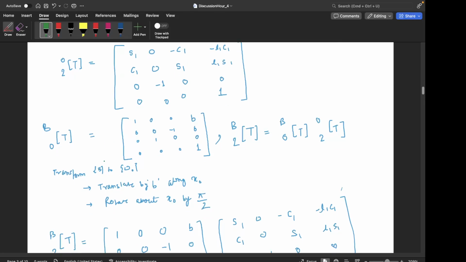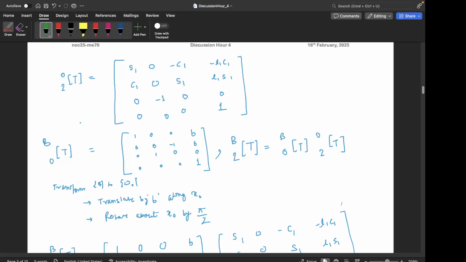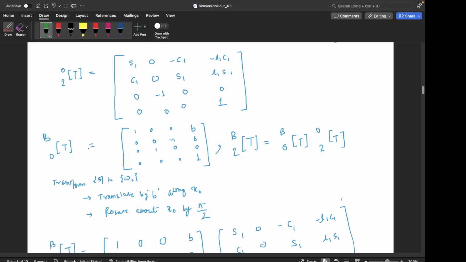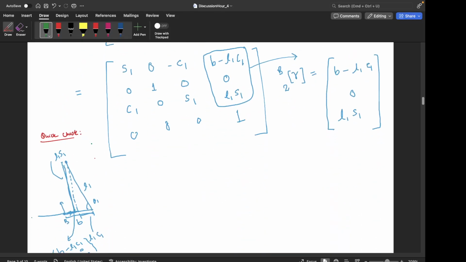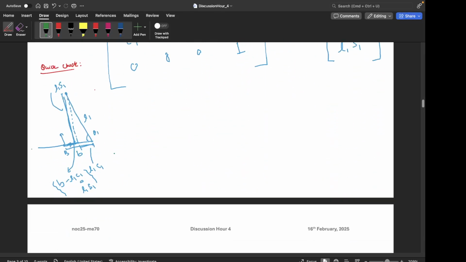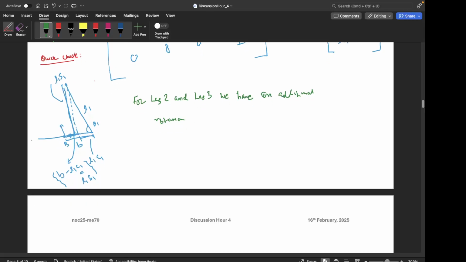So let me just quickly write those rotation matrices for leg 2 and leg 3, right? So what observation we have is that for leg 2 and leg 3 we have an additional rotation. Let me continue here.